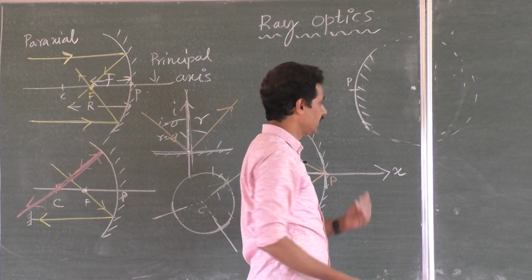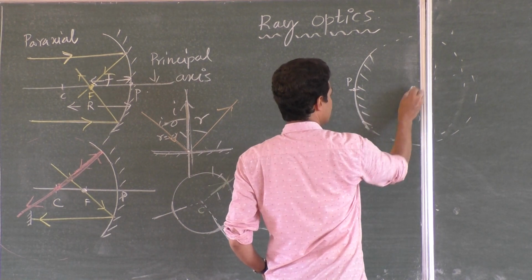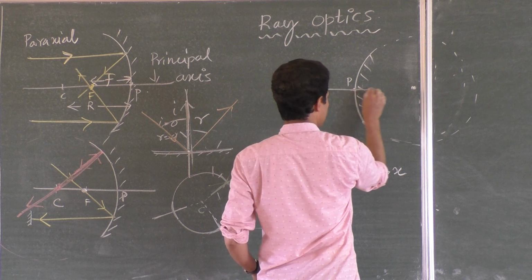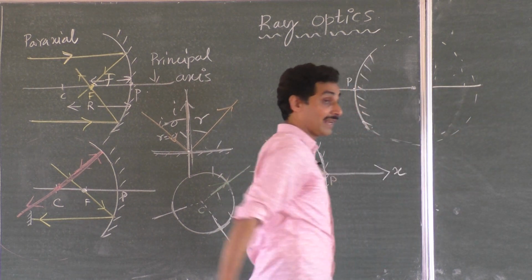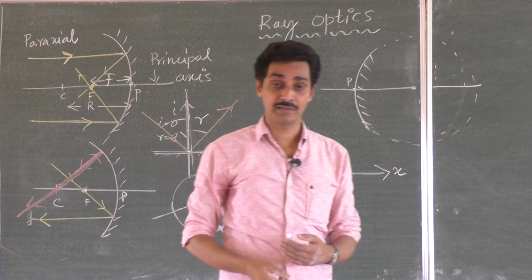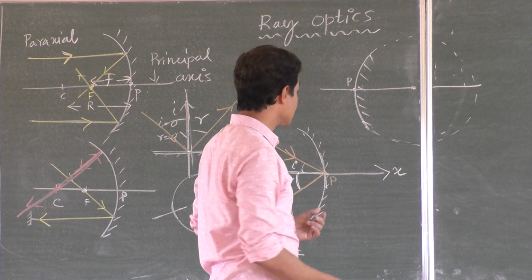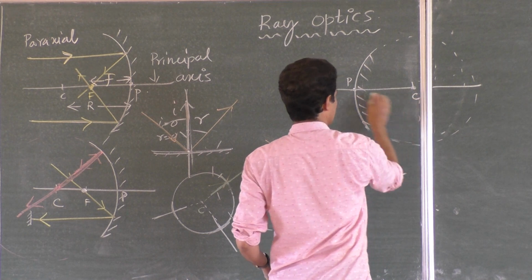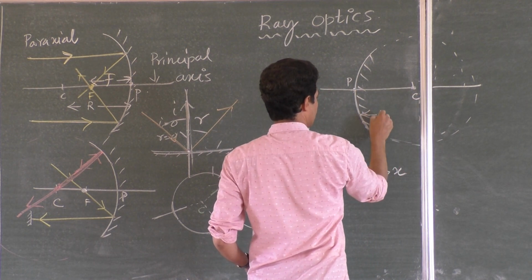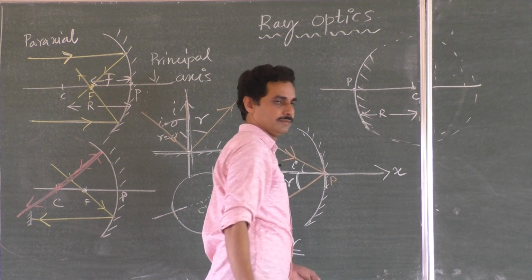Again, the same definition holds good. The line joining the pole and the center is called the principal axis. Remember, it is a line joining the center and the pole, and it does not have a definite length. But what is the distance between the center and the pole? That is called the radius, like this.